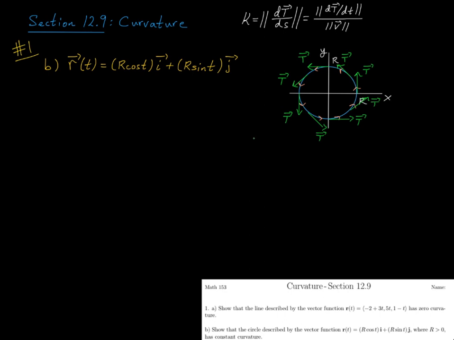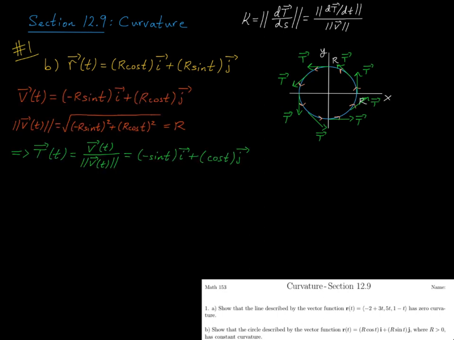Now the question is, what is that constant curvature? How does it relate to the radius of the circle? Well, let's do the calculations. So the velocity vector, again, we can find by just computing the derivatives of the component functions of our position vector. That's negative R sine t i plus R cosine t j. And then the magnitude of the velocity vector, our speed, is constant. It's R, and that follows just from the Pythagorean identity.